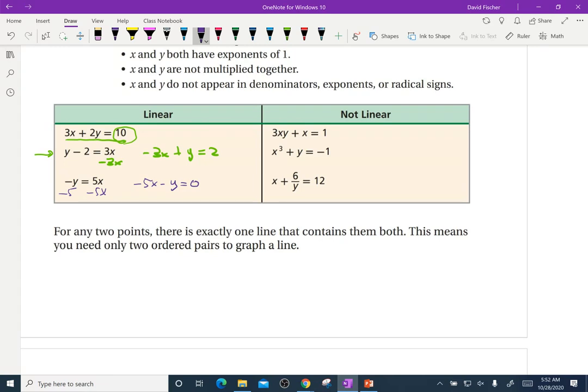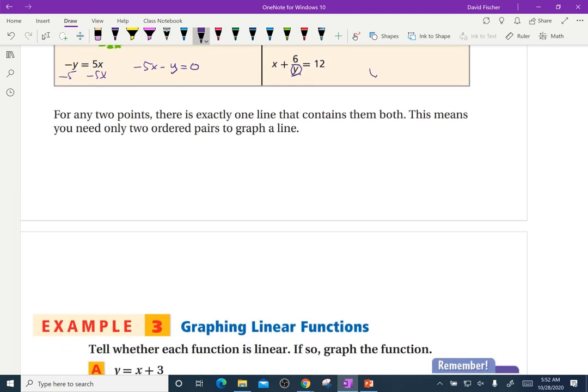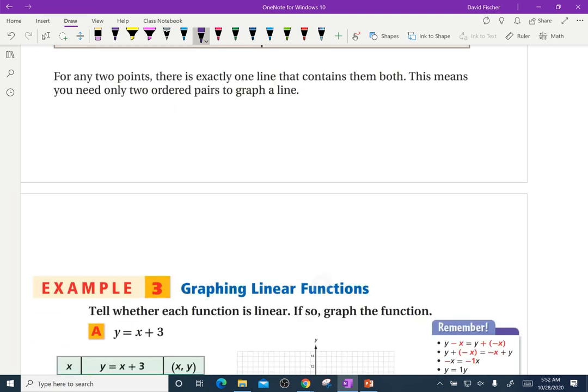All right. Over here, these are not linears because remember we said we can never have an x times a y. We can never have an exponent on our x's. That would make a totally different graph than a linear graph. And then what's wrong with this one? Yep, the rule says we can never have an x or a y in a denominator or a fraction. We can't have a radical either. So radical means a square root sign. Okay, that's not going to be a linear graph.